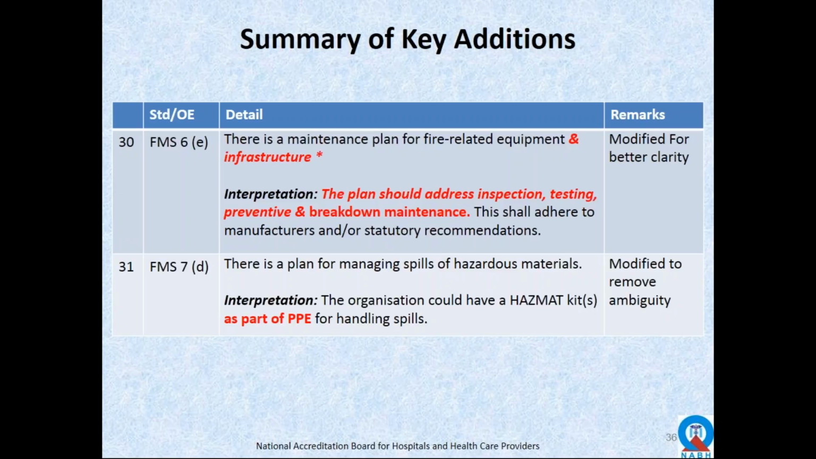FMS 7D, the plan for managing spills for hazardous materials. Now the interpretation has again been modified to remove ambiguity and to suggest that the organization should have a hazmat kit as a part of its PPE for spill management.